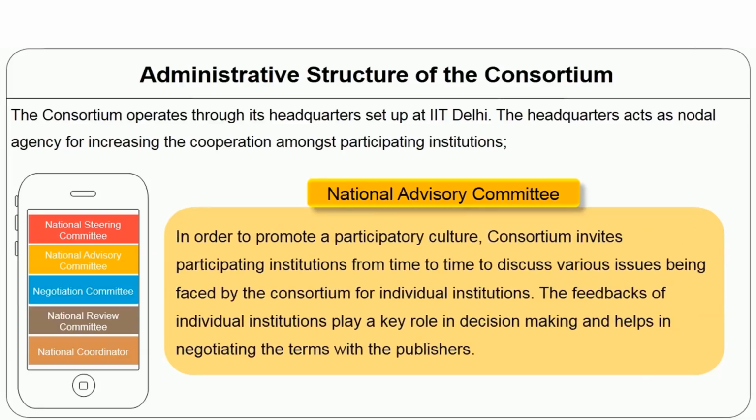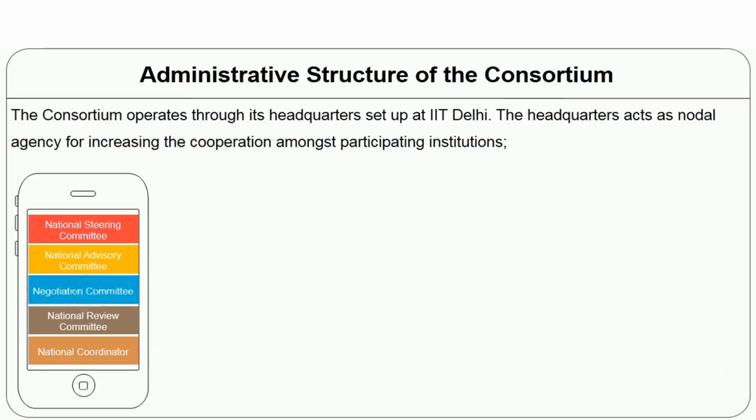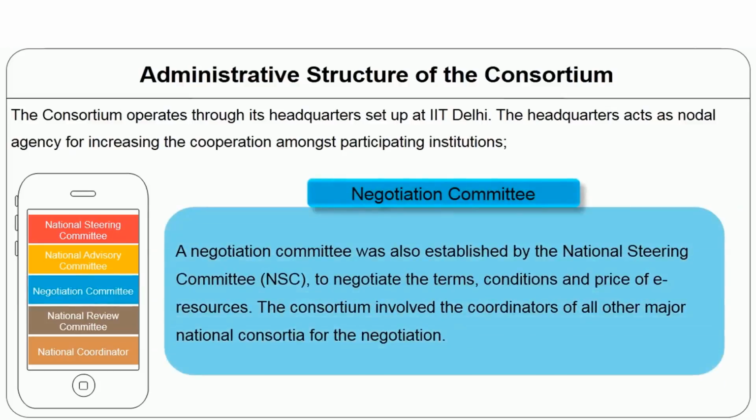In order to promote a participatory culture, the consortium invites participating institutions from time to time to discuss the various issues being faced by the consortium for individual institutions. The feedbacks of individual institutions play a key role in decision making and helps in negotiating the terms with the publishers. The Negotiation Committee. A negotiation committee was also established by the National Steering Committee to negotiate the terms, conditions, and price of the e-resources.